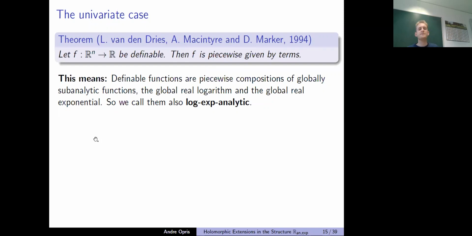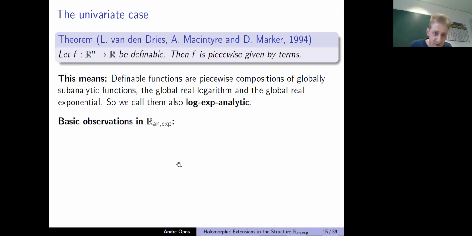Okay, so what does this mean? This means that a definable function or definable functions are piecewise compositions of globally subanalytic functions, the global real logarithm and the global real exponential. And so we can also say, we can call these definable functions log-exp analytic. And so how can we now investigate the question of global complexification in Ran(Exp) outgoing from this consideration? So you can take the single terms, compute a holomorphic extension of the single terms, and then glue all of them together. This would be an idea.